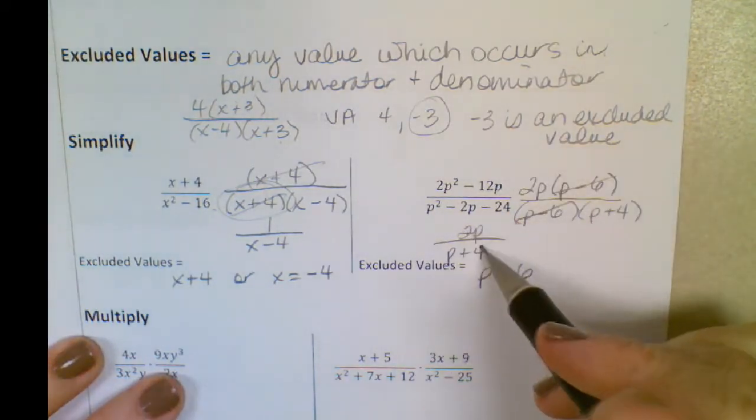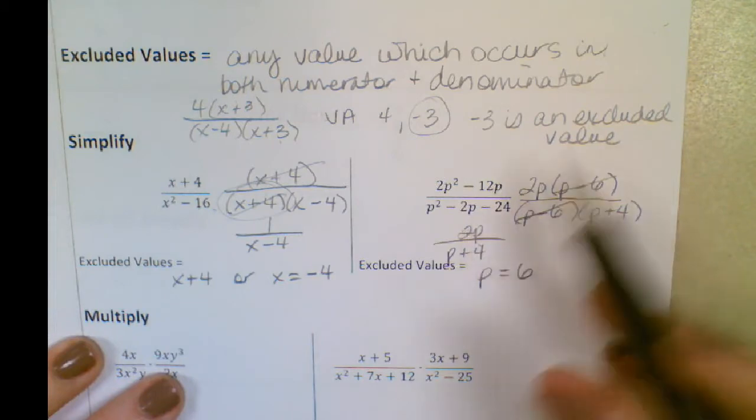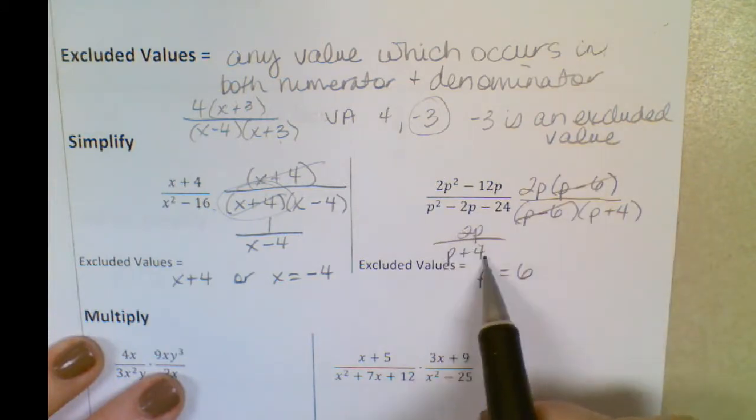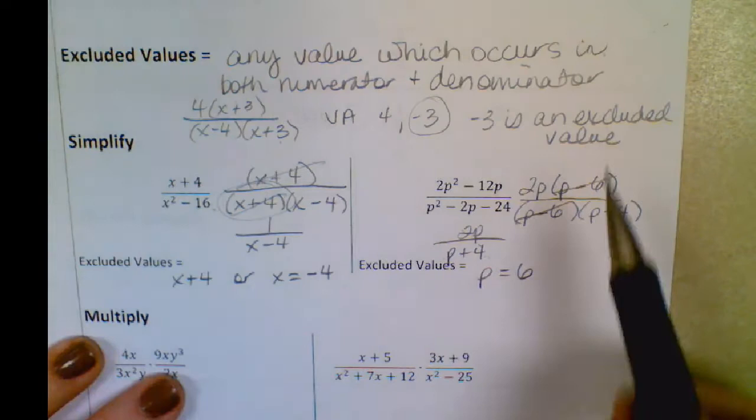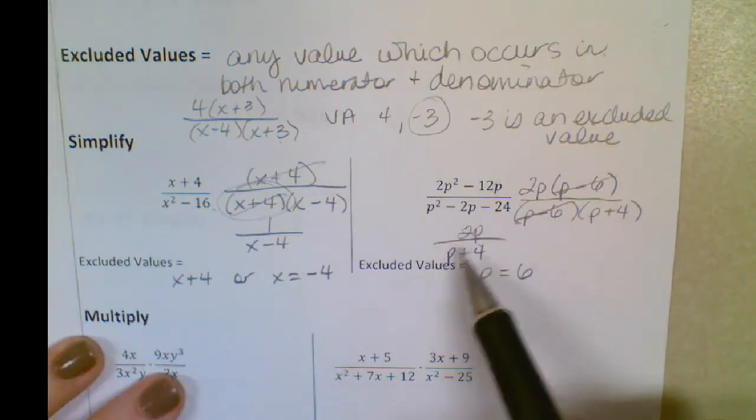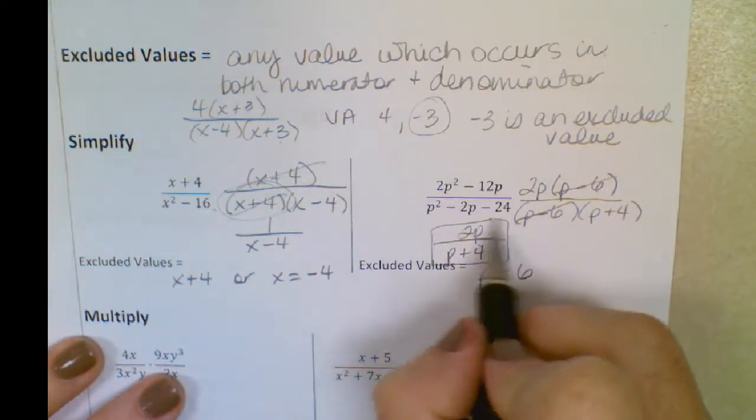Remember, that 2 and that 4 cannot cancel. I would have to be able to take a 2 out of every term, and I can't take it out of here, just like I can't take a 2 out of every term. Every term must be included. Okay.